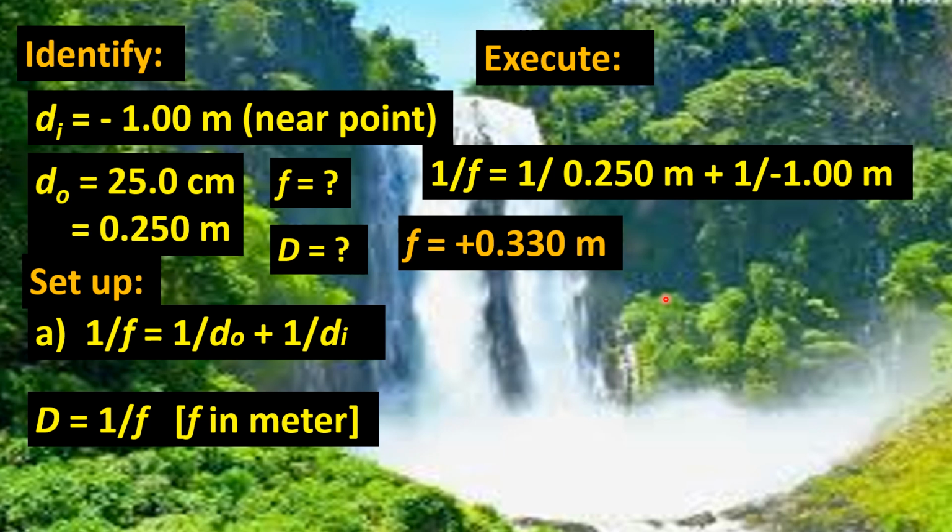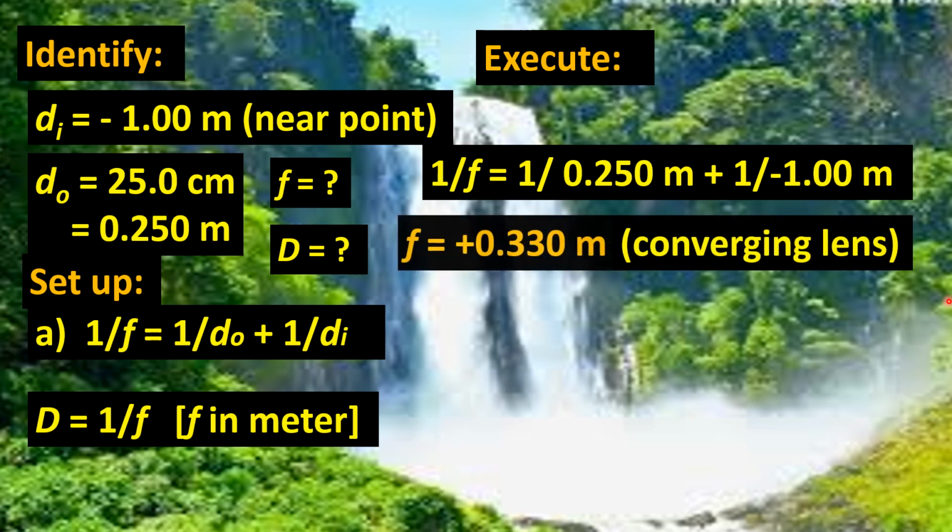And this implies that the correcting lens is a converging lens. All right. A converging lens is a type of lens where the geometric center is thicker than its edges. All right.